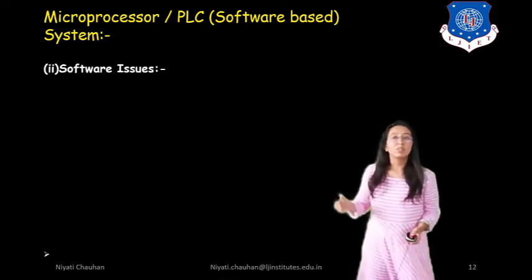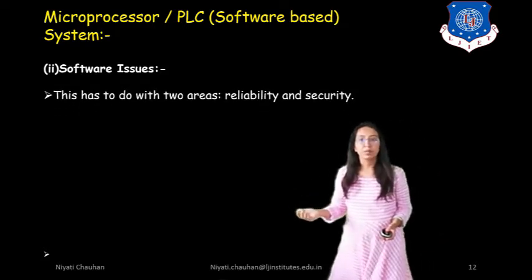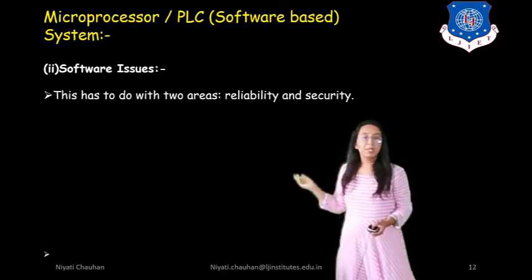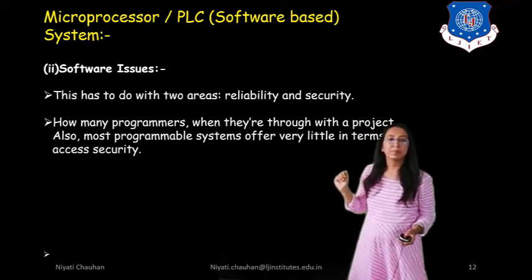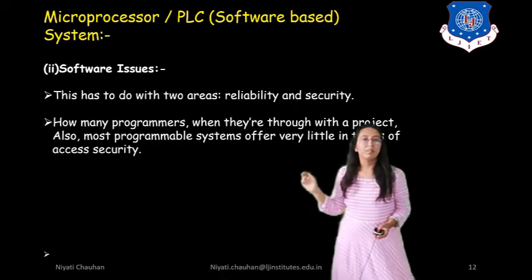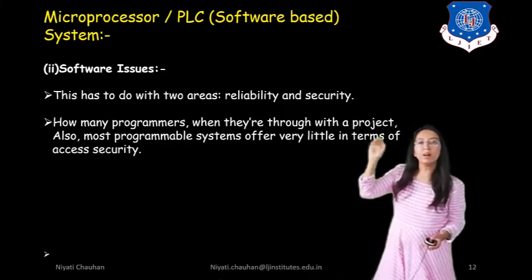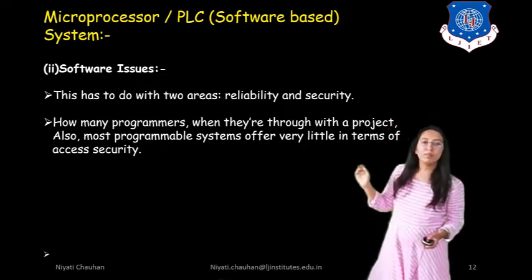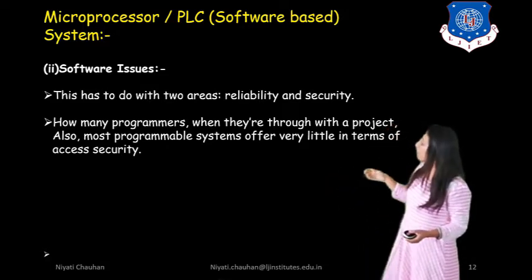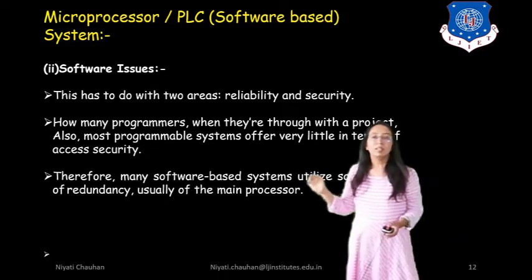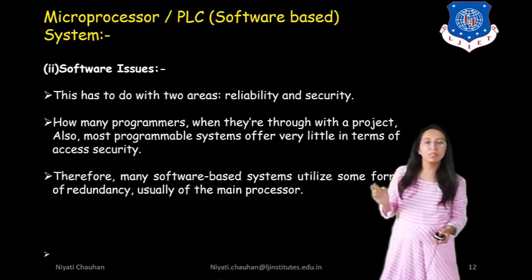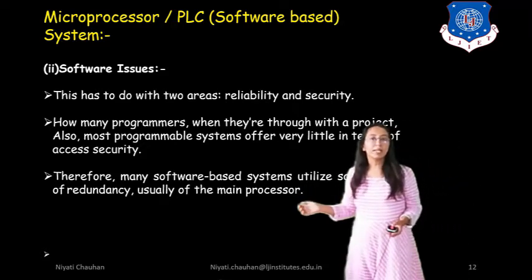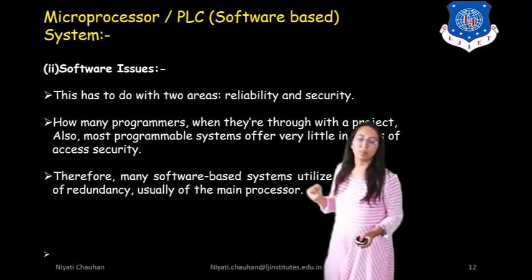Thereafter, software issues. This has to do with two areas, reliability and security. Most programmable systems offer very little in terms of access security. Therefore, many software-based systems utilize some form of redundancy, usually of the main processor.